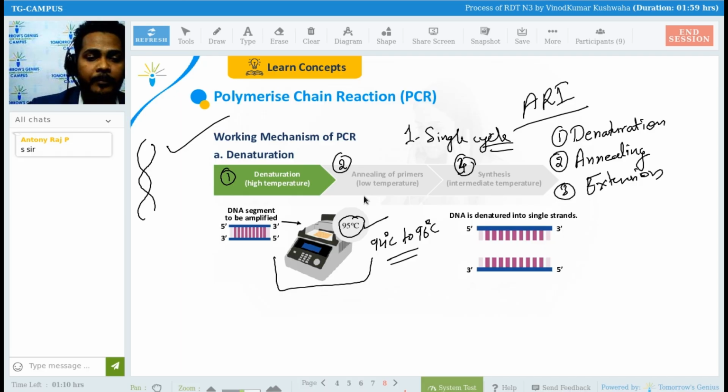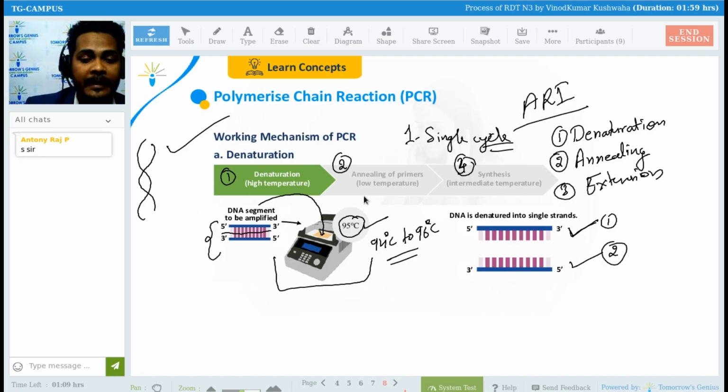Here you can see this is the double stranded DNA. When you transfer this DNA segment into the PCR and raise the temperature up to 95 or 96 degrees Celsius, what will happen? The double stranded DNA gets separated and forms two single strands. Can you see, one strand over here, one strand over here. So two strands get separated as single stranded. Is this clear?